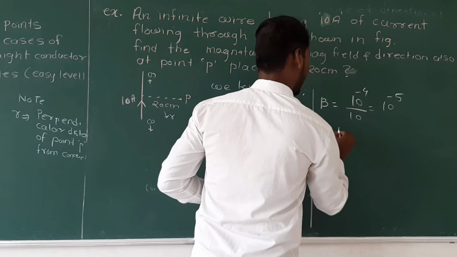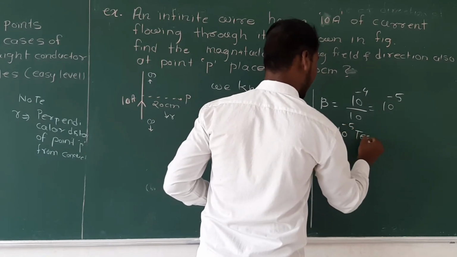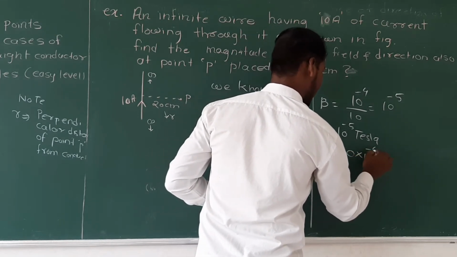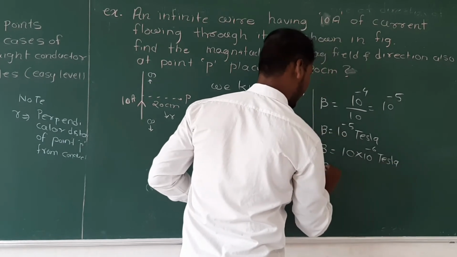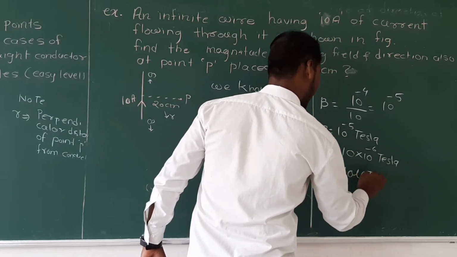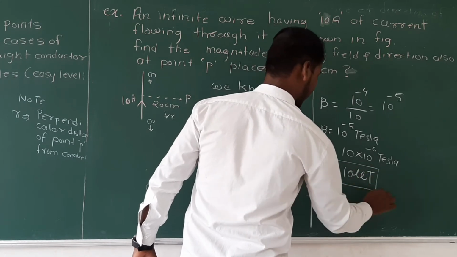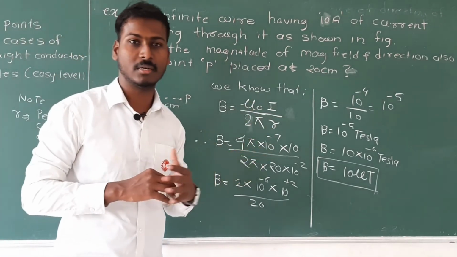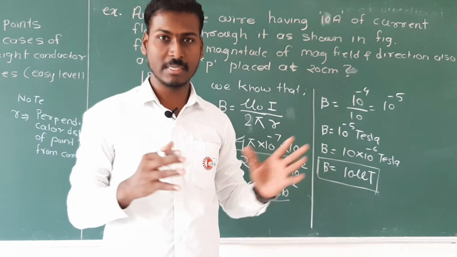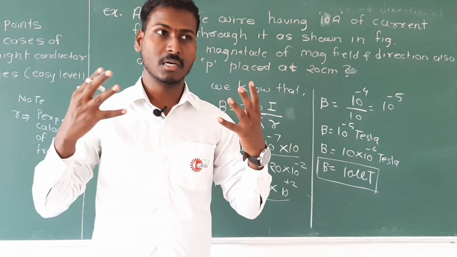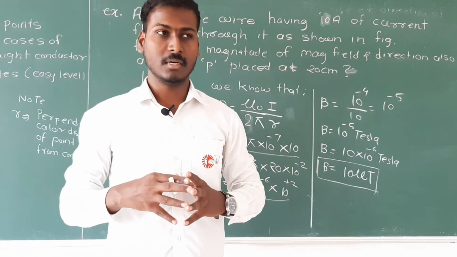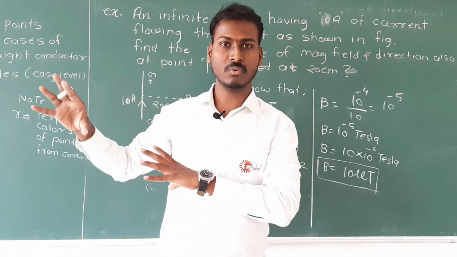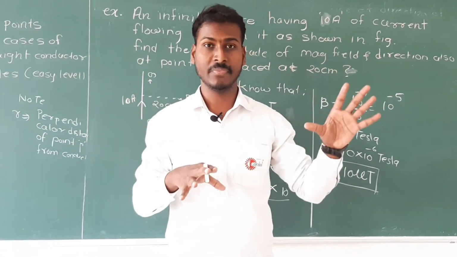So B will be 10 raised to minus 5 Tesla, or you can convert it into micro: 10 into 10 raised to minus 6 Tesla. So B is nothing but 10 micro Tesla. This is how we solve. This is a very basic, easy level question, I know that, but we are going to increase our level by solving simple questions. Simple questions have their purpose. By that you can remember the formulas and concepts by heart, so that in difficult questions you don't have to remember them, you just have to use them.